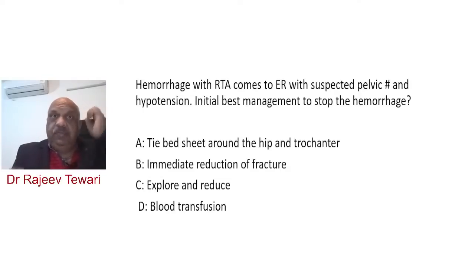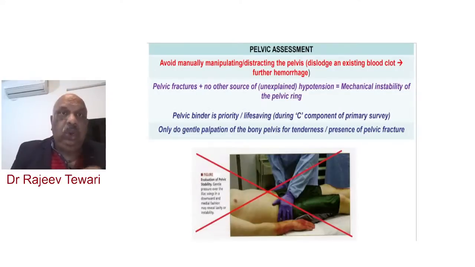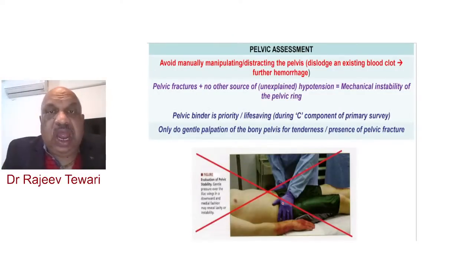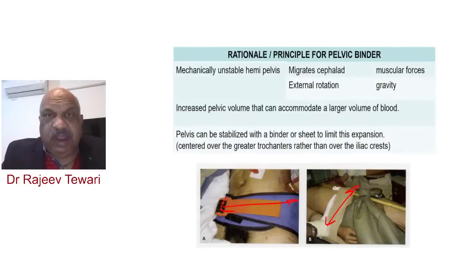Hemorrhage with road traffic accident: a patient comes to the emergency with suspected pelvic fracture and hypotension. This especially, I elaborated in detail at the centers where I took the trauma lecture, like Lucknow and some places. No, Lucknow, I'm not sure, but some places. And I told you that pelvic compression has been removed in the new ATLS guideline. And the first thing that you do, I showed this image also, you tie the binder around the hip, because the patient can die due to hypotension and pelvic fracture.